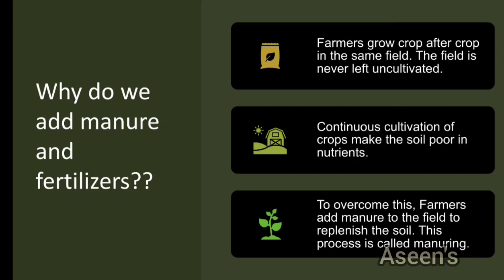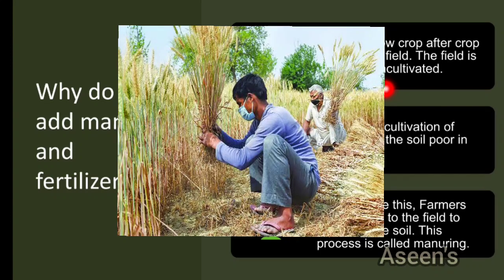Okay, so now let's understand why we add them. Since we have come to know what manure and fertilizer are, and we have an idea why we add them, let's just have it point-wise. Farmers grow crop after crop in the same field. The field is never left uncultivated. So what do we mean by this? Farmers' occupation is growing crops, and crops are not something grown in a day or two. It takes months for the crops to completely grow and be ready for harvesting.